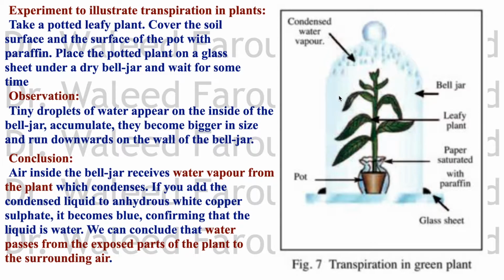Conclusion: the air inside the bell jar receives water vapor from the plant. This is how the plant gets rid of its excess water. And if you test the droplets with copper sulfate, it will turn blue. This means that the formed substance is water. So we can conclude that water passes from the exposed parts of the plant to the surrounding air. Okay, this is what this experiment concludes.